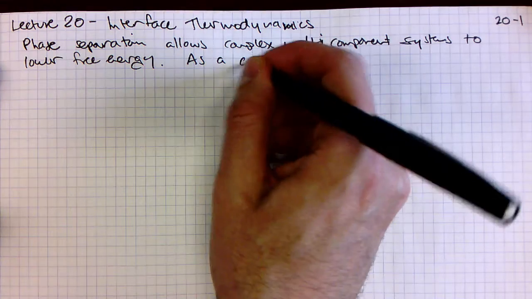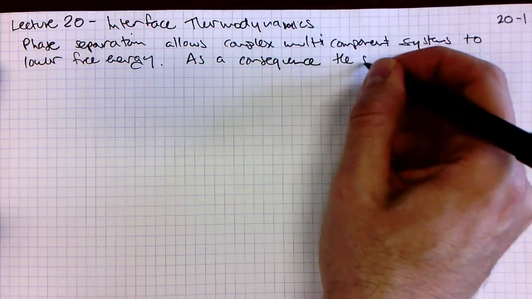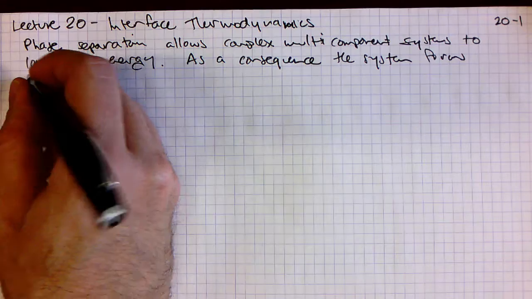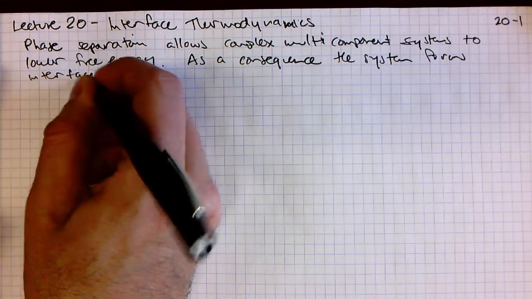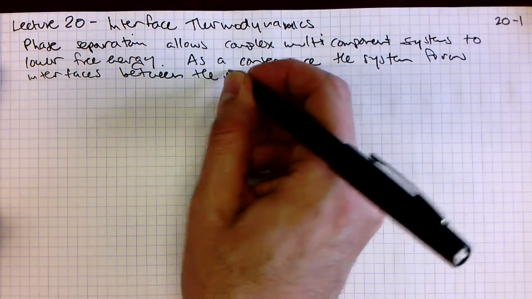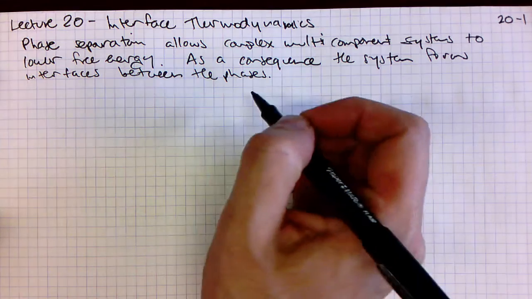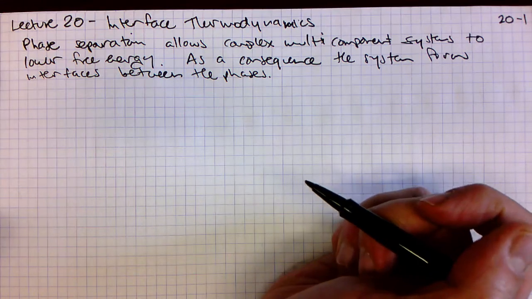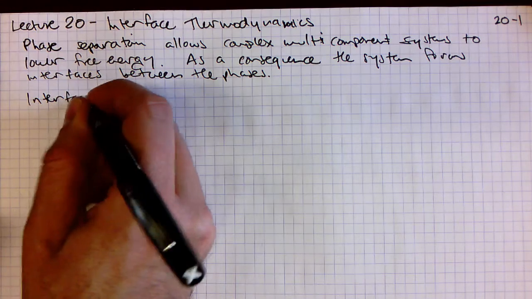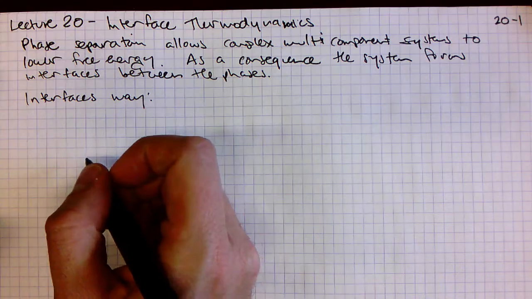So as a consequence, the system forms interfaces or boundaries between the phases that arise, right? And so these interfaces are actually distinct from bulk phases. So interfaces are important because they may do a number of interesting and important things, right?